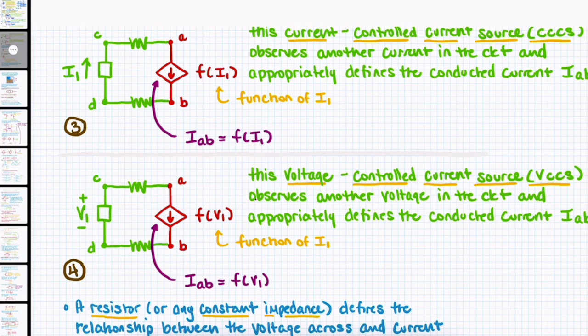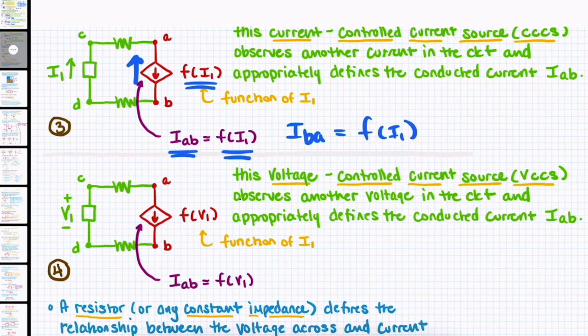Okay, we know here that because this is current controlled, it's going to be some function of another current. Here I just put a generic F of I1. And what we see is that IAB is equal to some function of I1. If the arrow went in the other direction, we would have IBA as a function of I1, right? You have to be careful that we're paying attention to that direction.